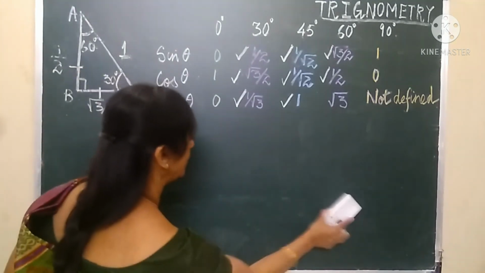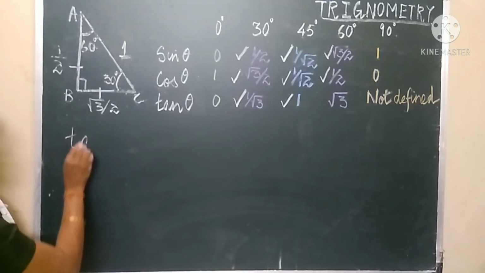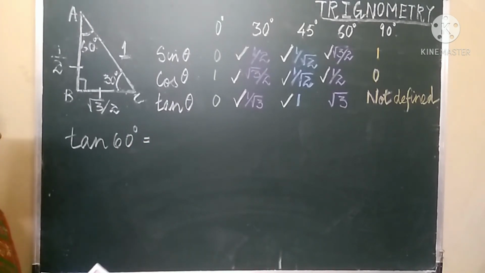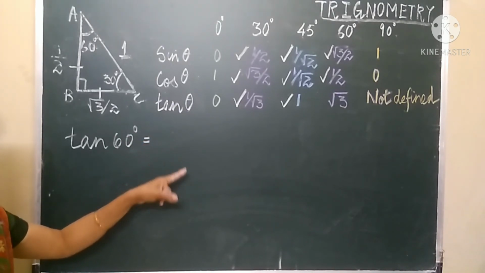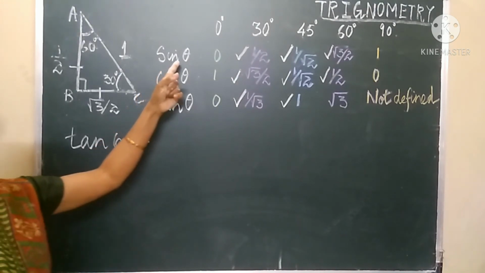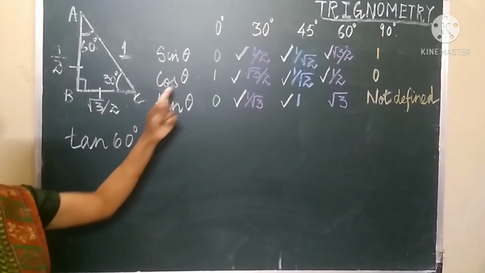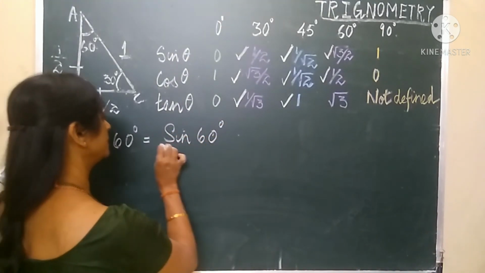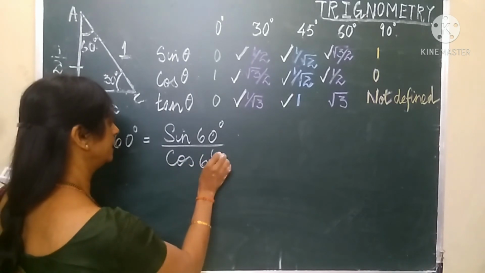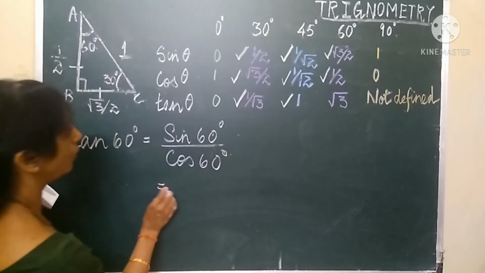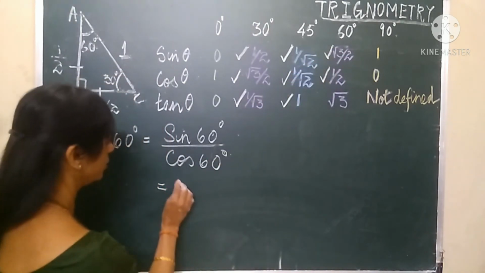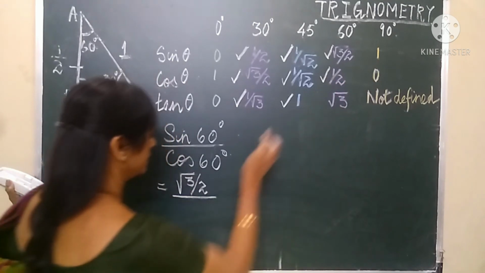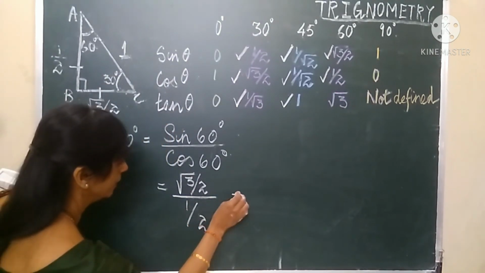How do we calculate tan of 60? Tan of 60 we know, children. The usual method is opposite side upon adjacent side, or let's use the other method, sine of 60 upon cos of 60. Let's see if we get the same answer. Sine of 60 upon cos of 60 degrees. So how much is sine of 60? Root 3 upon 2. This is the other way of calculating. What is cos of 60? 1 upon 2.